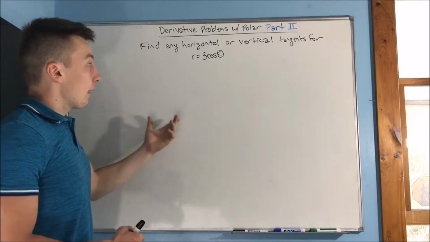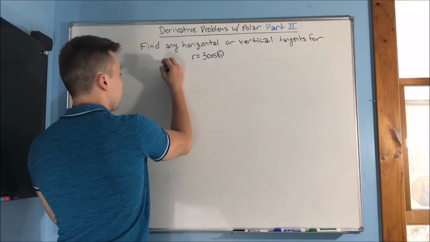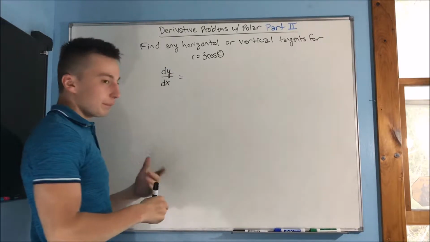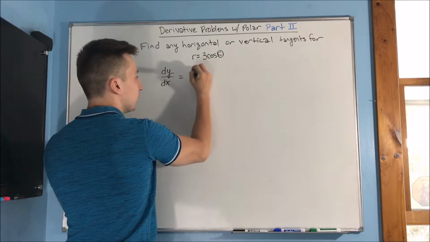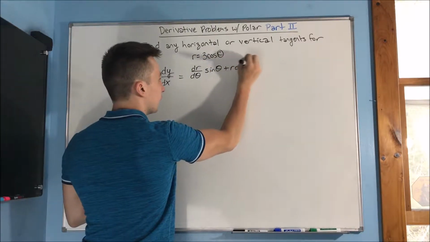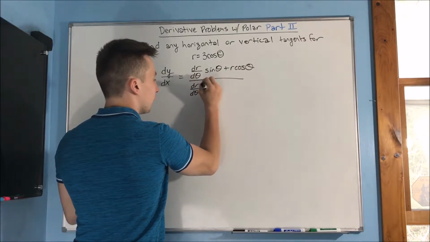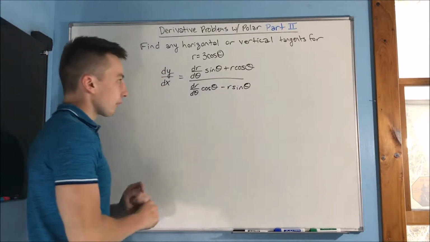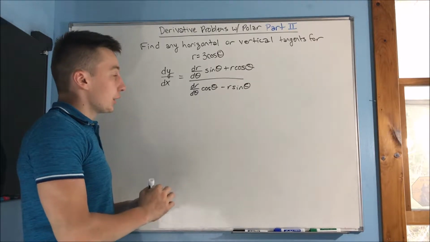So, okay, the first thing we need to do is take the derivative, okay? We need to take the derivative. This is going to be very similar to parametric equations, okay? Now, our formula, of course, is dy/dx equals (dr/d theta times sine theta plus r cosine theta) over (dr/d theta times cosine theta minus r sine theta). We can find our dr/d theta and just plug that in.